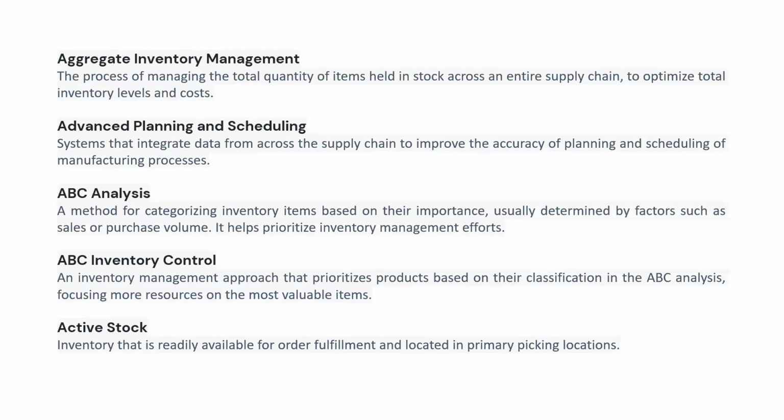Let's start with the first one, aggregate inventory management. This is with regard to inventory handling in the warehouse, or in the production unit. It is applicable to raw materials, work in process materials, or sometimes the finished products as well, because inventory means all the materials or products. It can be raw materials, work in process materials, or finished goods. It is the process of managing the total quantity of items held in stock across the entire supply chain to optimize total inventory levels and cost. So, managing the aggregate inventory.